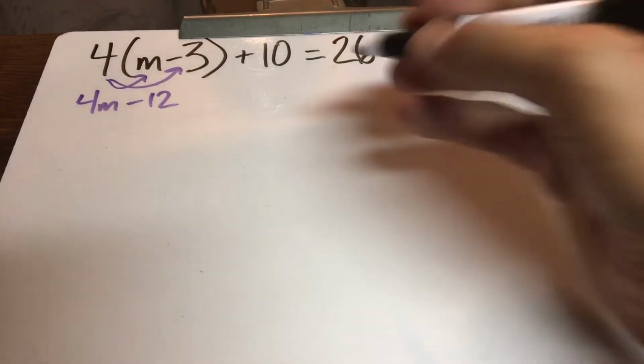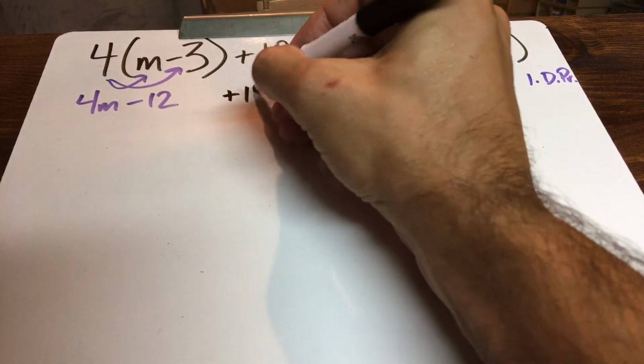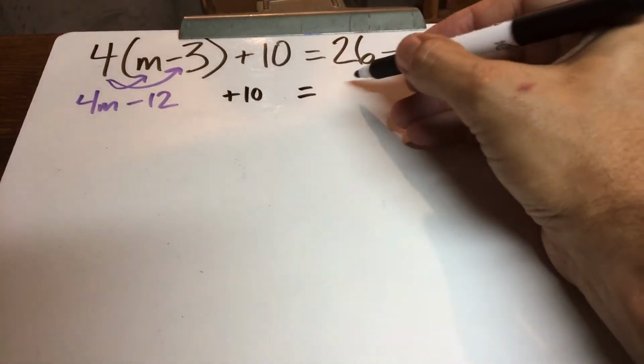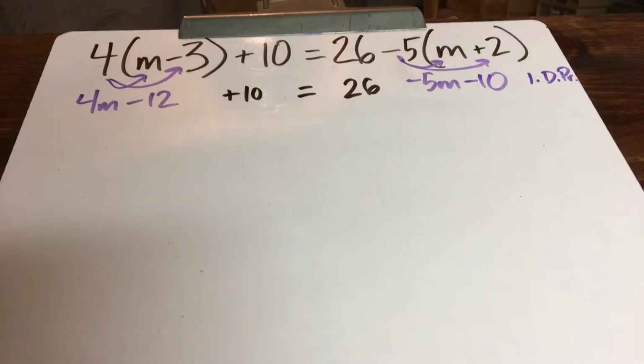Just distribute. All the rest of this, the plus 10, just drop it down. Equal sign, drop it down. 26, drop it down. Okay, so now here's my question in purple and in black.